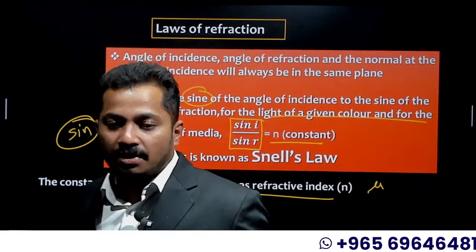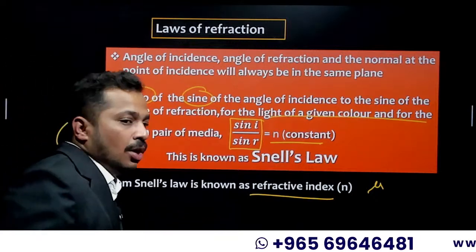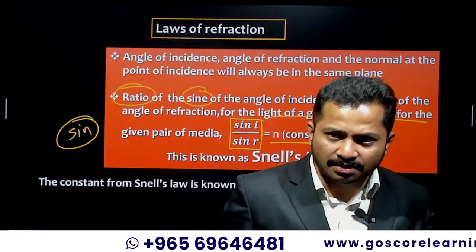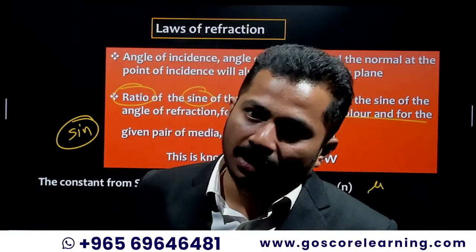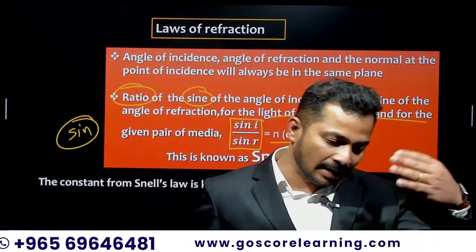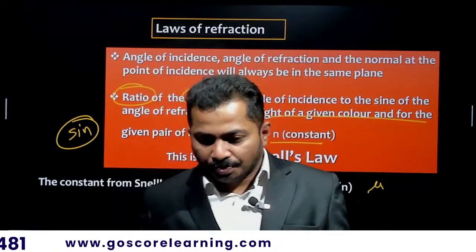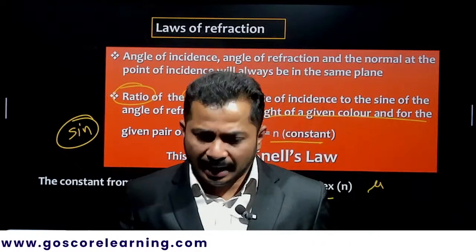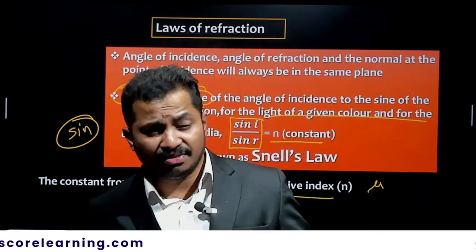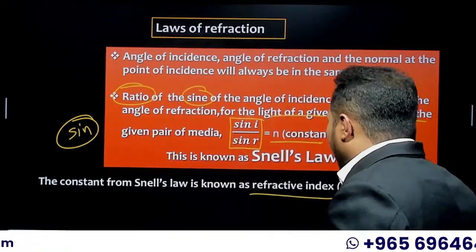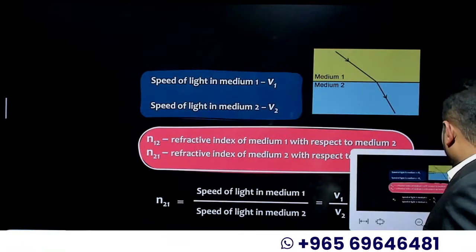That is also fine. Refractive index mu or refractive index n. Refractive index is a measure of speed of light in that medium. So no medium will have a refractive index less than 1. It will always be greater than 1. If refractive index is more, speed of light is less. So the constant n is called refractive index.